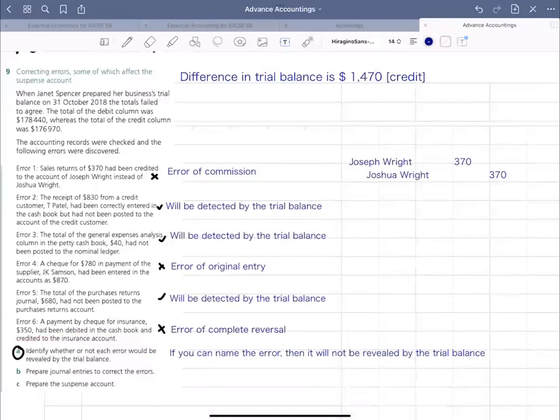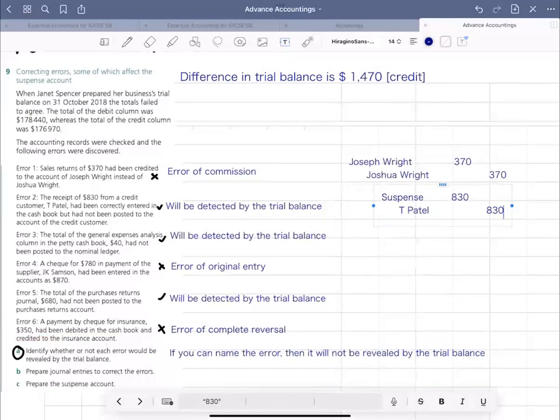Okay, this one is detected by the trial balance. So we need to use the suspense account. It was correctly entered in the cash book, but not posted in the credit customer. A receipt from a credit customer means that they pay us money. So we're supposed to debit our cash book and credit T Patel. Since we haven't credited T Patel, we're going to write suspense for the debit side, 830. T Patel, 830 to credit.